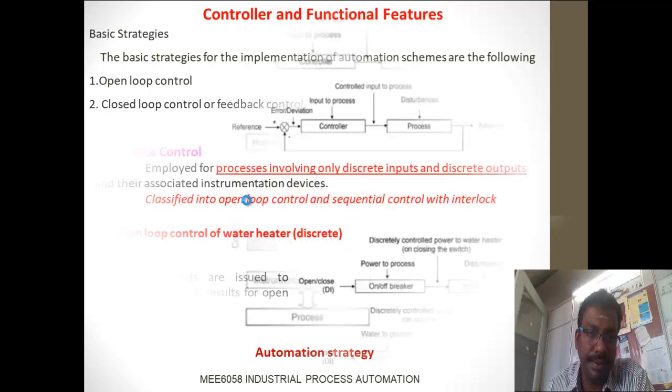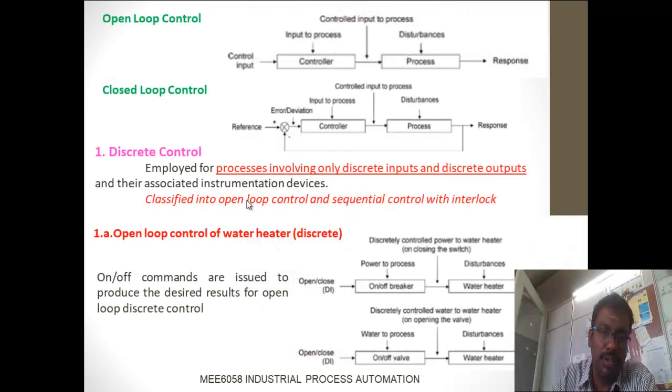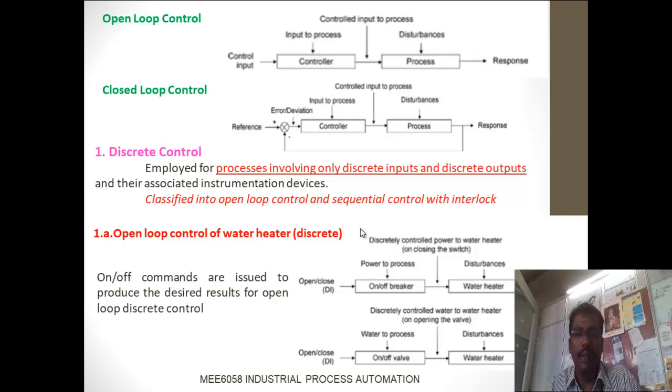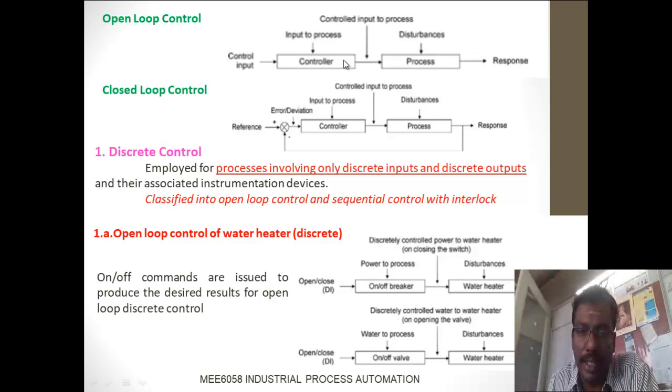that means in industrial process automation. Coming to open loop and closed loop control, as I already said, we have the controller and the controller feeds a signal to the process, and if any disturbance is there, we can find it in the response. Here we're not having any feedback system, so we cannot control the process as accurately.